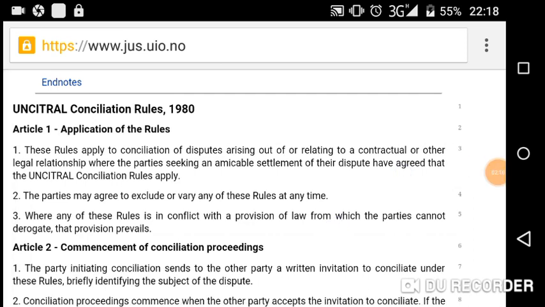UNCITRAL Conciliation Rules 1980, Article 1, application of the rules. Article 1: These rules apply to conciliation of disputes arising out of or relating to a contractual or other legal relationship where the parties seeking an amicable settlement of their dispute have agreed that the UNCITRAL Conciliation Rules apply.